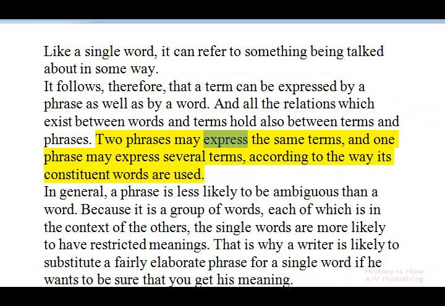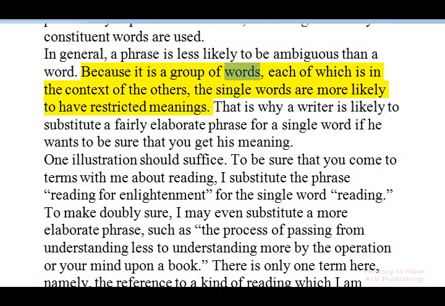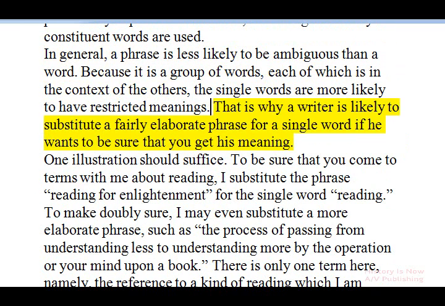Two phrases may express the same terms, and one phrase may express several terms, according to the way its constituent words are used. In general, a phrase is less likely to be ambiguous than a word. Because it is a group of words, each of which is in the context of the others, the single words are more likely to have restricted meanings. That is why a writer is likely to substitute a fairly elaborate phrase for a single word if he wants to be sure that you get his meaning.